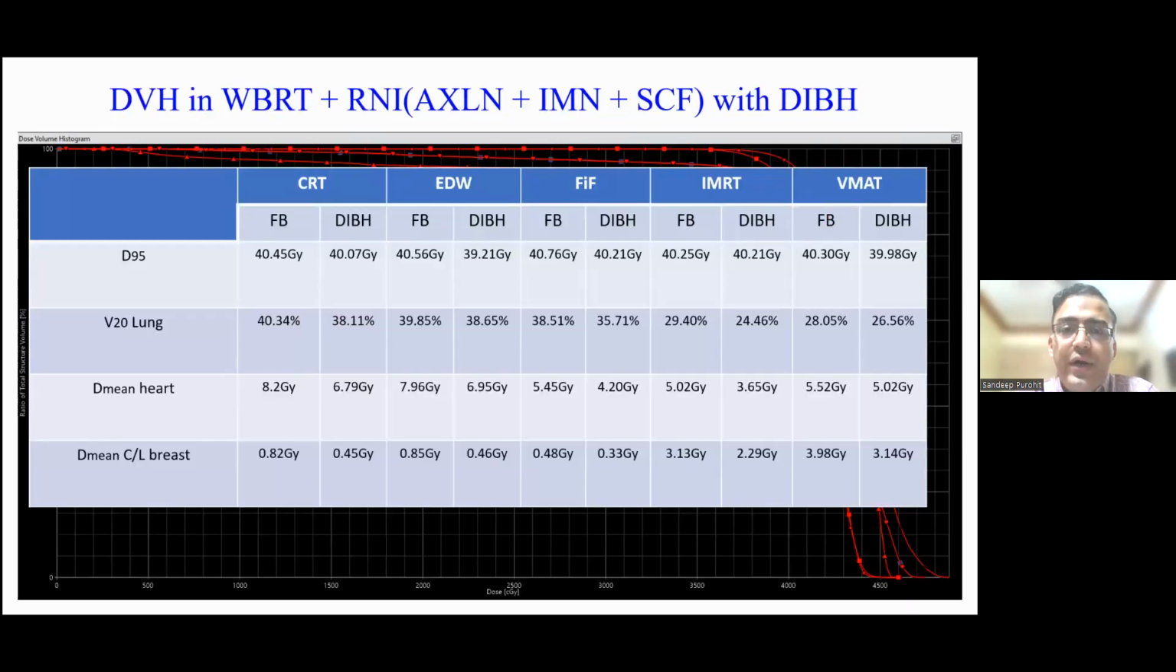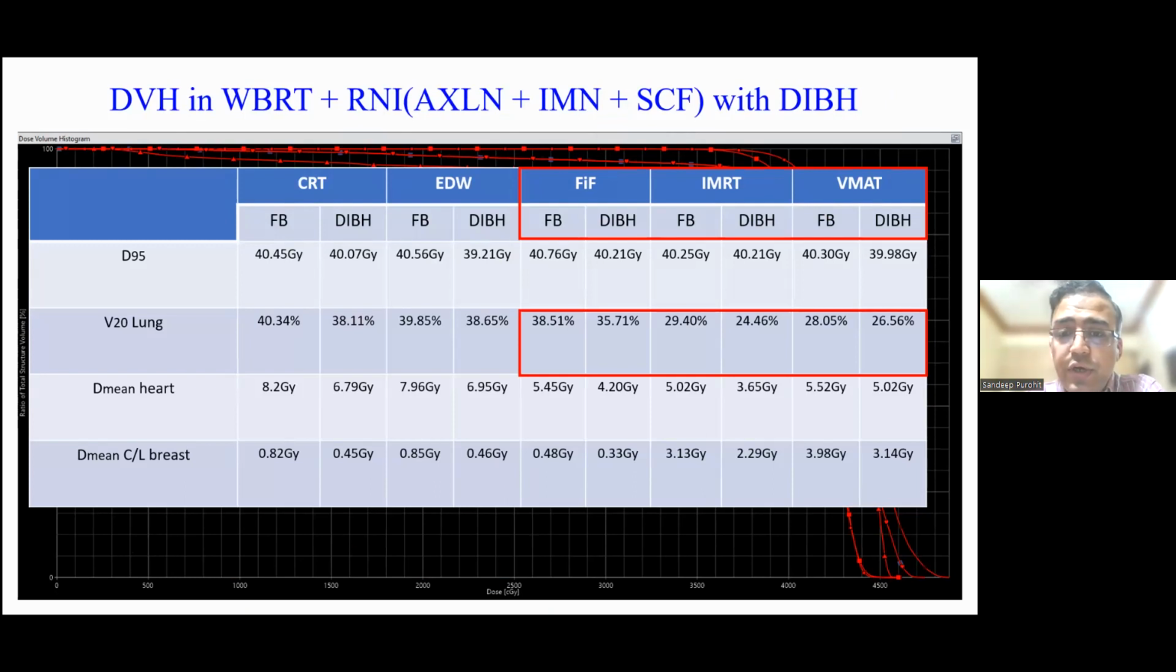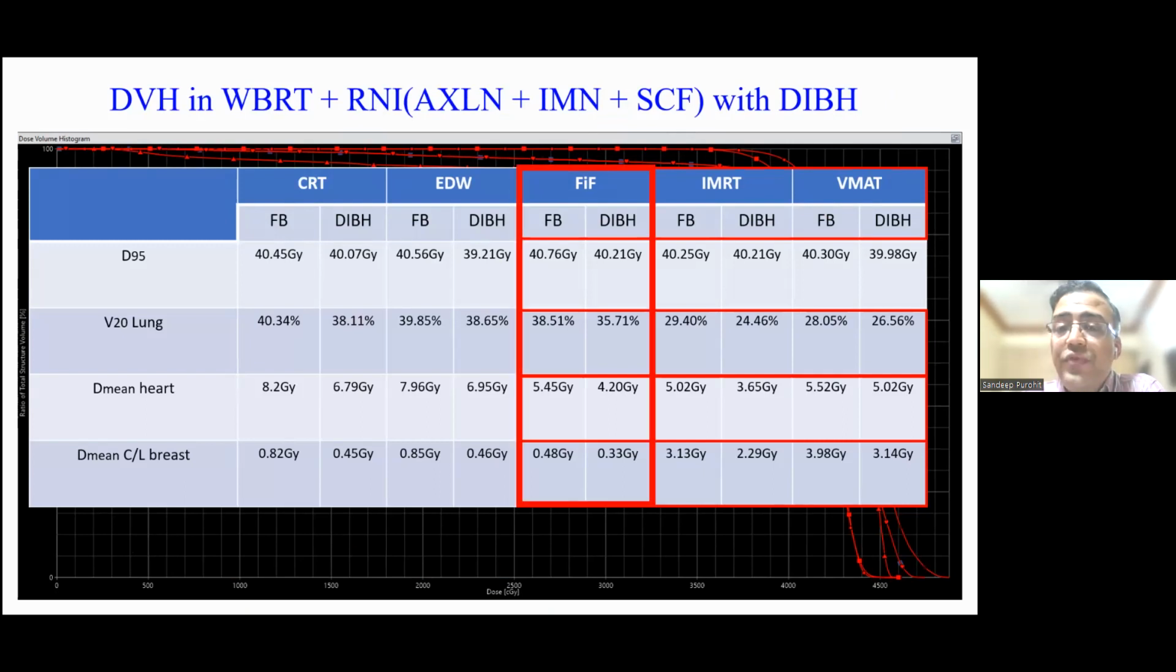So now, when we compared this patient, whole breast RT with and without DIBH, it was seen that the field in field, IMRT, and VMAT techniques had better toxicity profiles in terms of lung and heart, which showed that the lung had significantly reduced doses with DIBH, as well as the heart, and the contralateral breast was also less. But it was field in field which was overall best in terms of low dose to the lung and heart, as well as the contralateral breast.